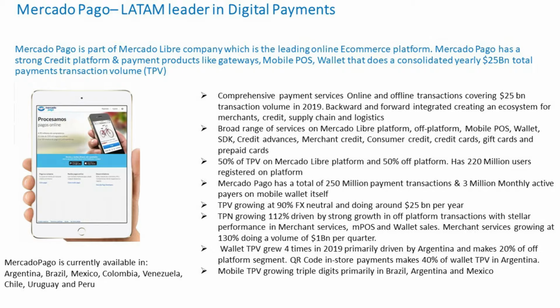50% of the total payments transaction volume is done on the Mercado Libre platform, and 50% is done off the platform, for physical point of sale, etc. This is a significant number because earlier around 90% of the TPV was done only on the Mercado Libre platform, and look how they're proliferating outside it, helping merchants and consumers do payments outside the e-commerce platform, which means their dependency on the e-commerce platform is reducing. At the same time, they are expanding the horizons across other areas of growth strategy.